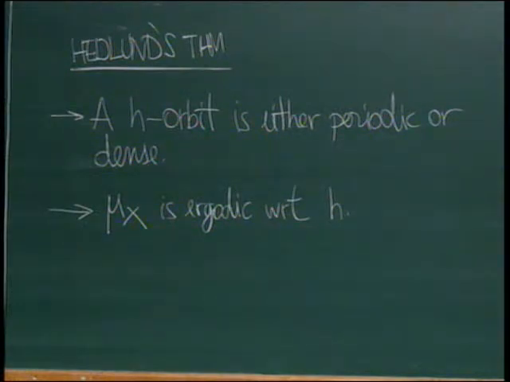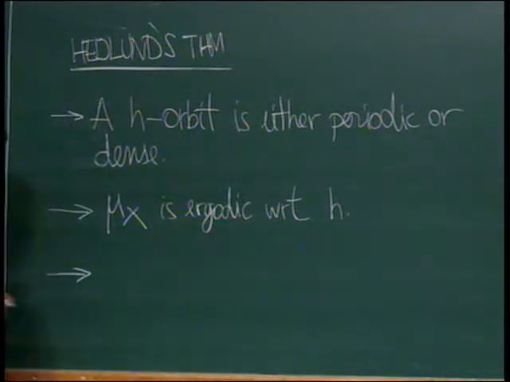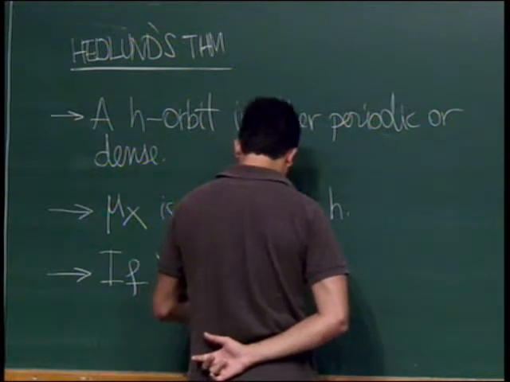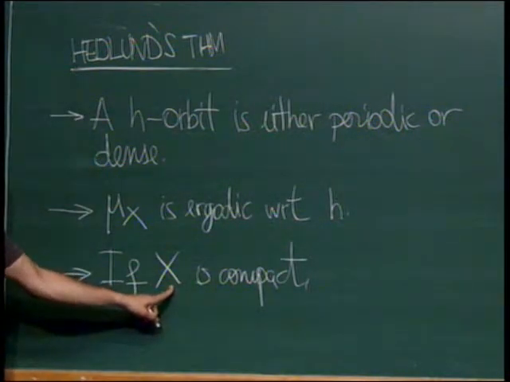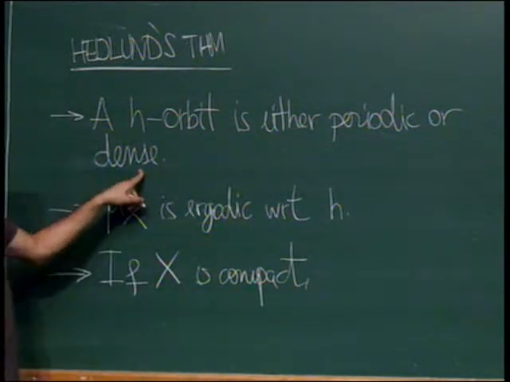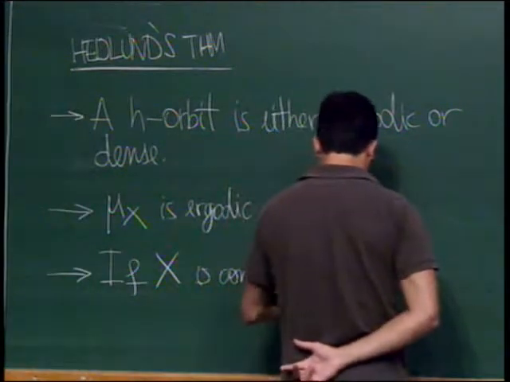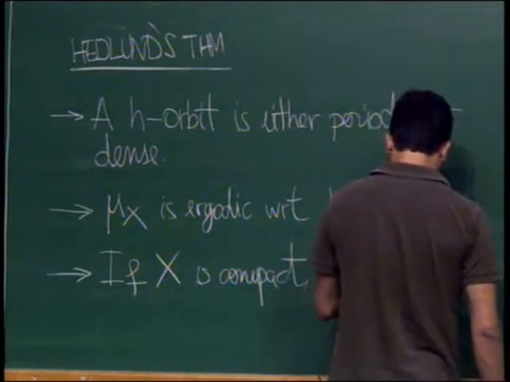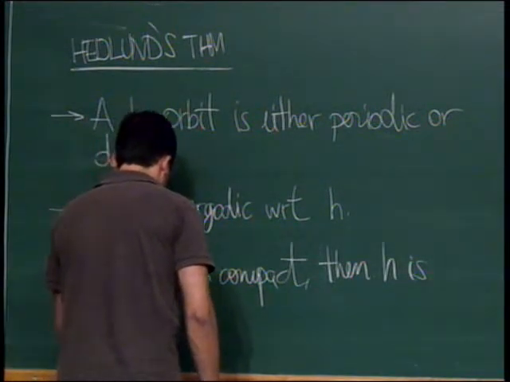And he proved that in the specific case where X is compact, the horocycle flow has no periodic orbits. So if the horocycle flow has no periodic orbits, it means that every orbit of the horocycle flow is dense. So the conclusion is that actually H is minimal.